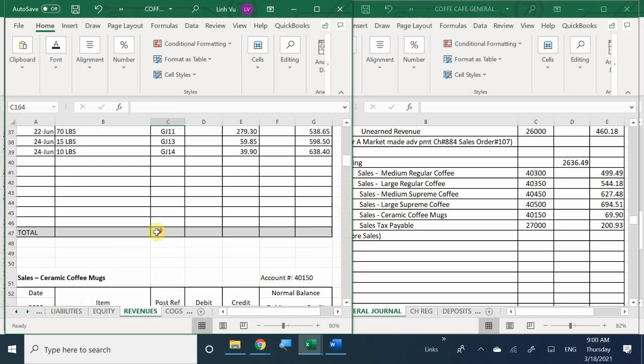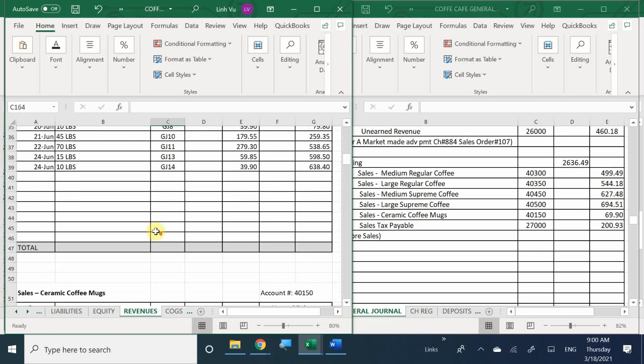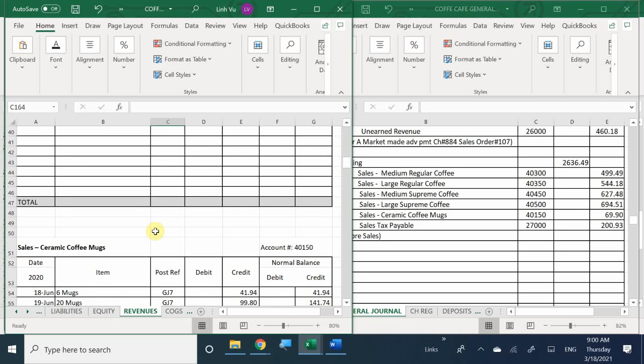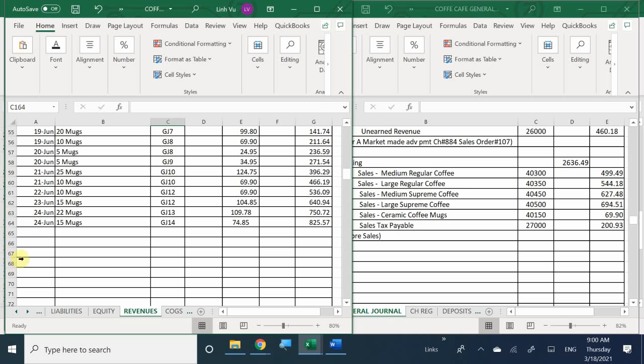All right, now we go back up to my ceramic coffee mugs because I sold the coffee mugs. How many did I sell? We sold 10. Okay. General Journal 14 for $69.90. So what is my total here? $895.47. Okay, good.